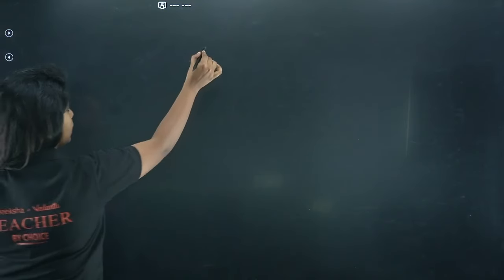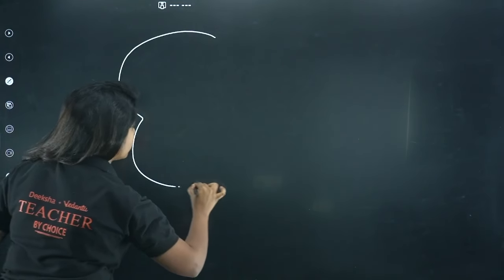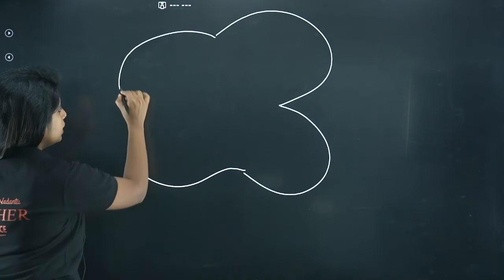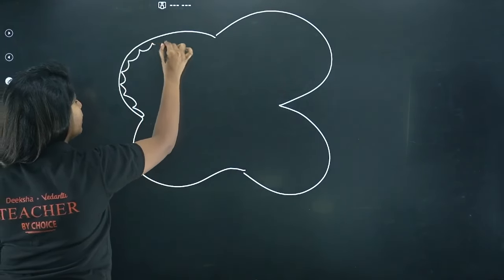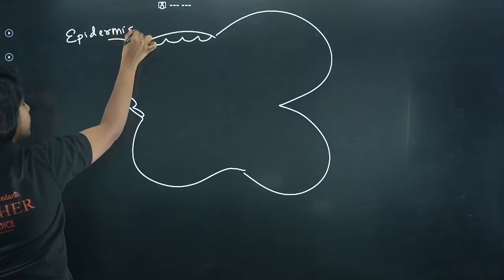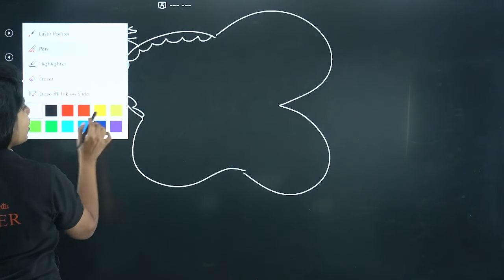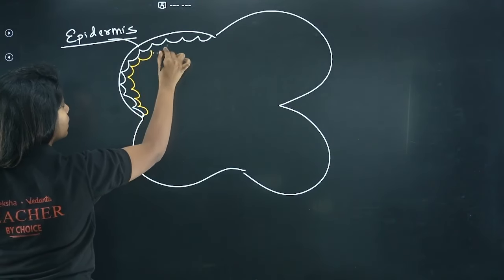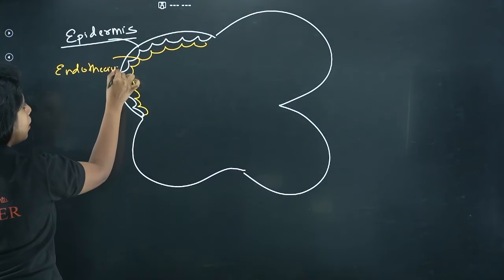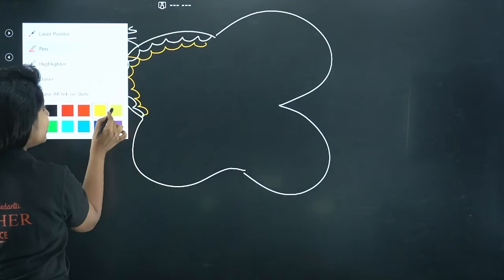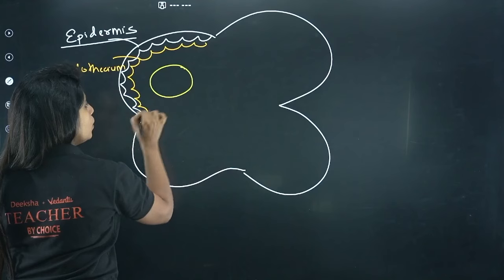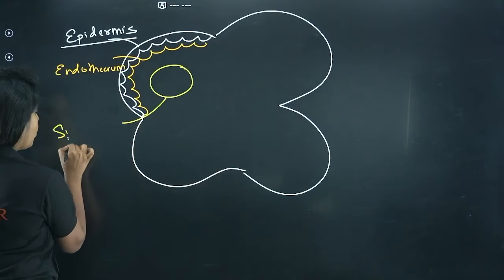Over here, if this was your anther wall, it looked like this exactly. Right? Over here, the outermost wall that you have is known as the epidermis. Cool? Epidermis. Now, inside that you have the next wall, which is known as the endothecium. Inside that, I am directly going to make something right over here. You know what this is? This is known as the sporogenous tissue.